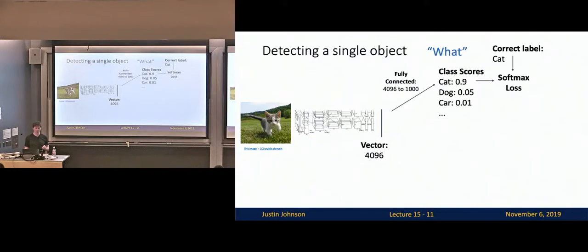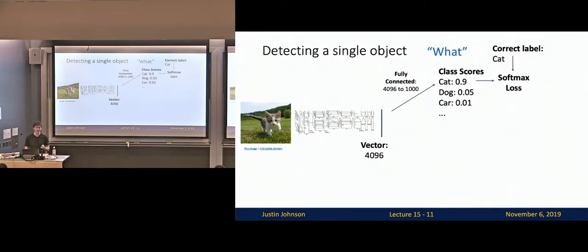And now from that vector representation, we could have one branch that does image classification, that is saying what is in the image. And this would look very much like all of the kinds of image classification models that we've seen so far. It's going to output a score per category, and that's going to be trained with the softmax loss on the ground truth category.